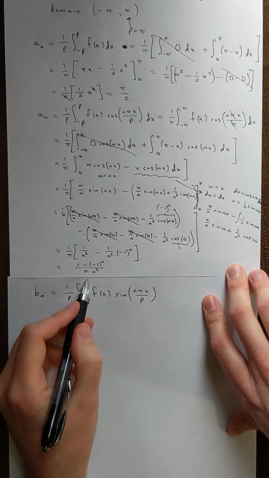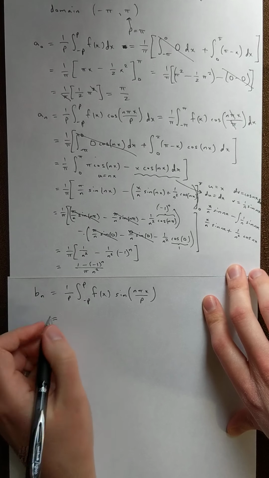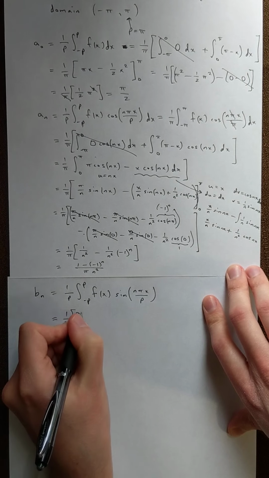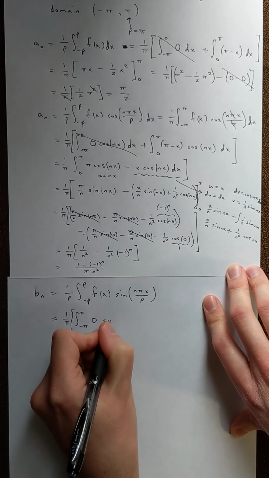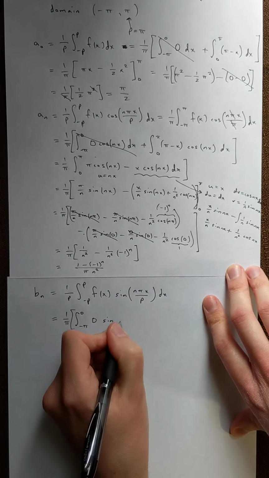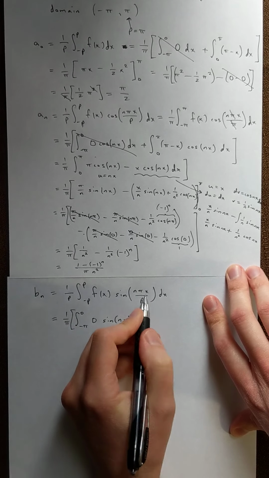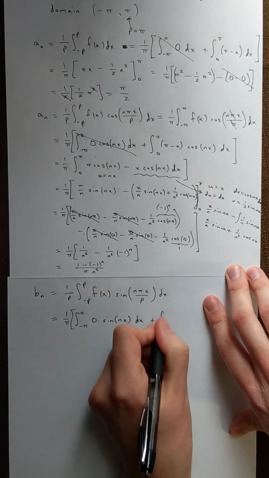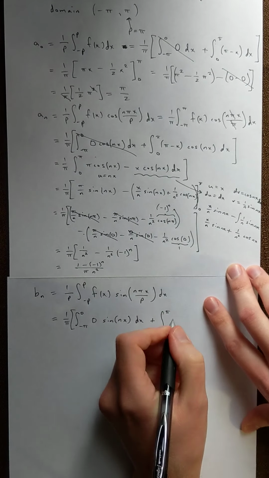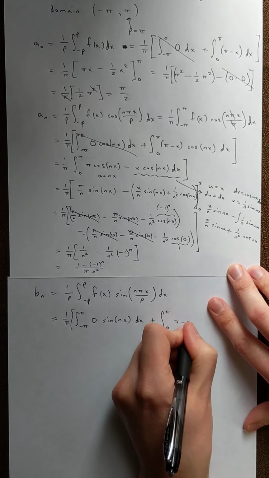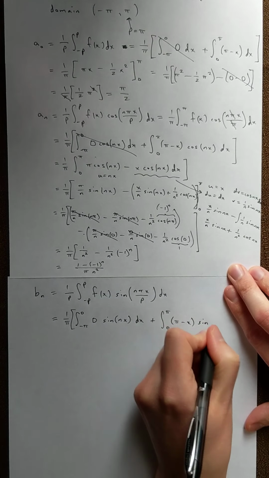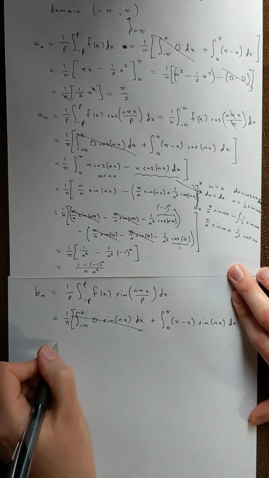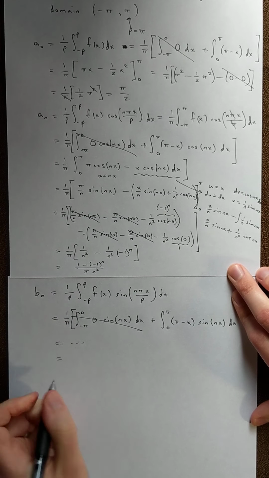And then we plug in our p is equal to pi, and our f of x is a piecewise, so we have 1 over pi, integral from minus pi to 0, 0 times sine nx, since the pi and the p are both going to cancel. And from 0 to pi, our function f of x was pi minus x. And then we have sine of nx dx. I'm just going to put dot, dot, dot.